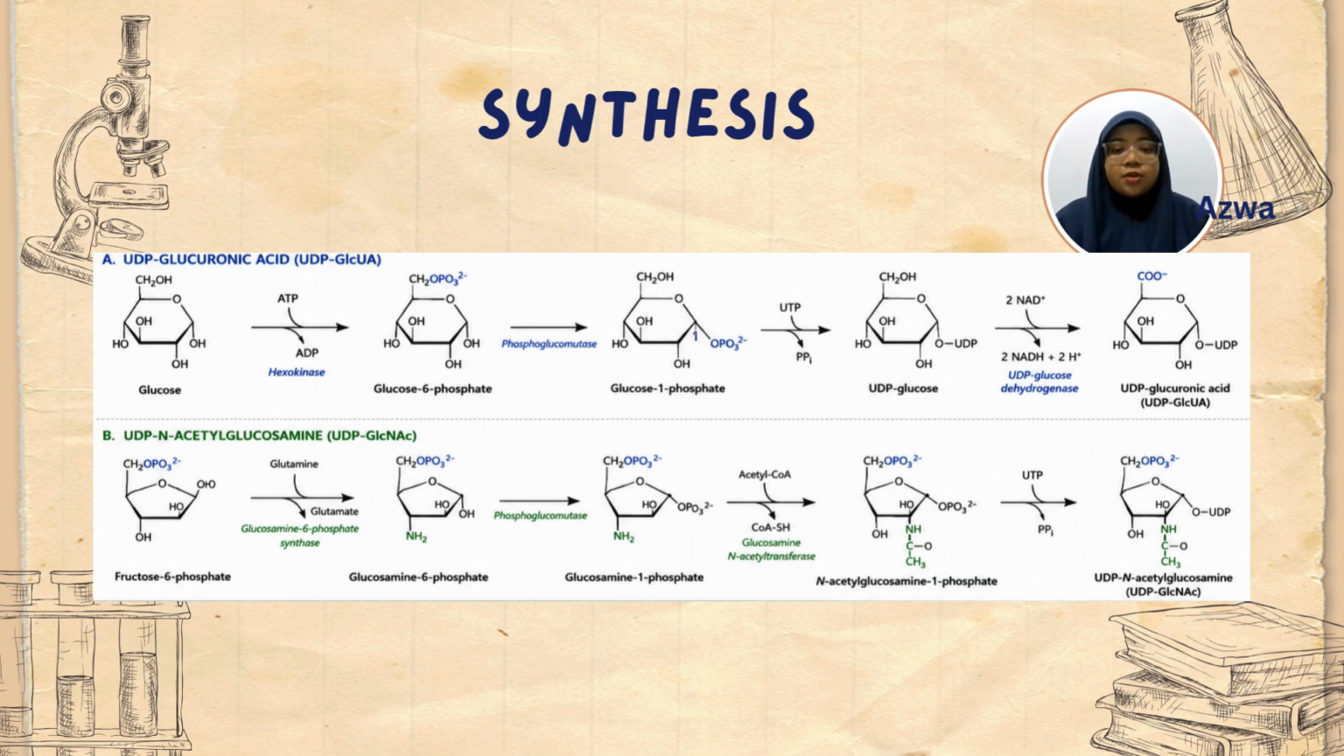The second precursor is UDP-N-acetylglucosamine, or UDP-GlcNAc. It begins with fructose 6-phosphate, which receives an amino group from glutamine to form glucosamine 6-phosphate. This is converted into glucosamine 1-phosphate, then acetylated by acetyl-CoA to produce N-acetylglucosamine 1-phosphate. Finally, reaction with UTP forms UDP-N-acetylglucosamine. These two activated sugars serve as the building blocks for hyaluronic acid synthesis.